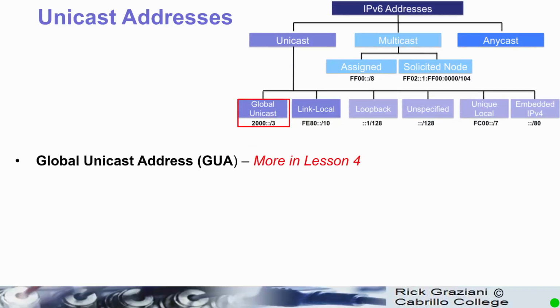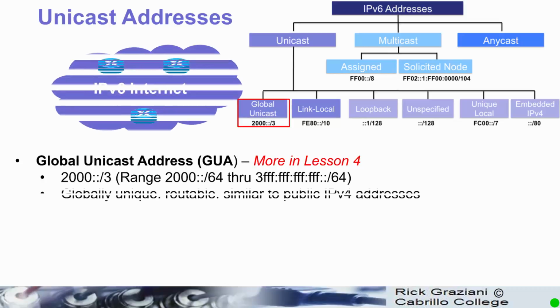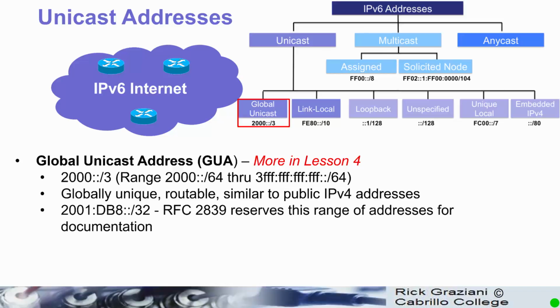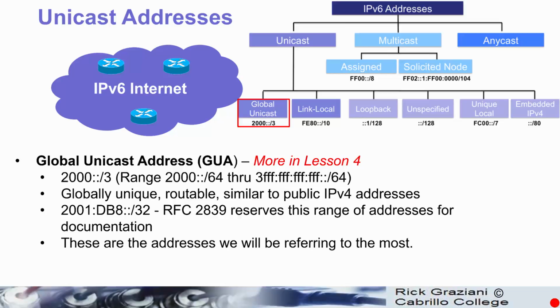Alright, so global unicast, again, lesson 4. We're going to talk about the different addresses for global unicast. We're going to look at very specific ranges of addresses. These are the addresses that we're going to be referring to the most, which will be 2000::/3 and 2001:db8.